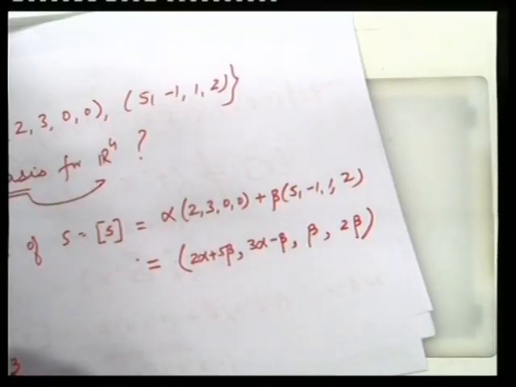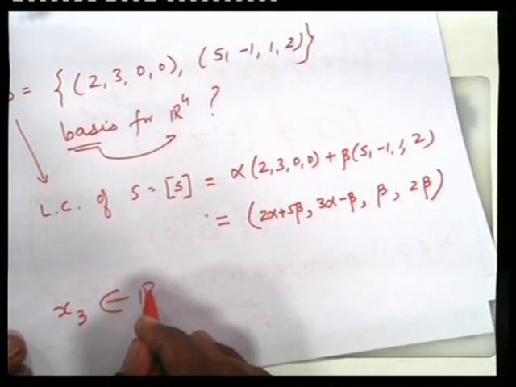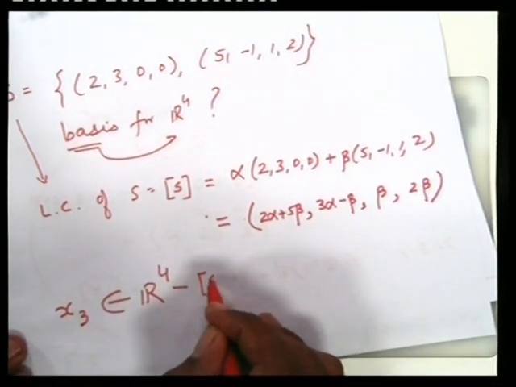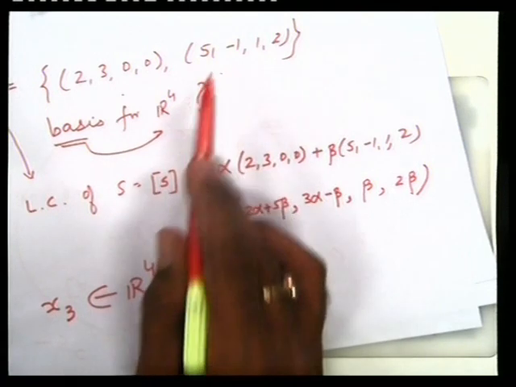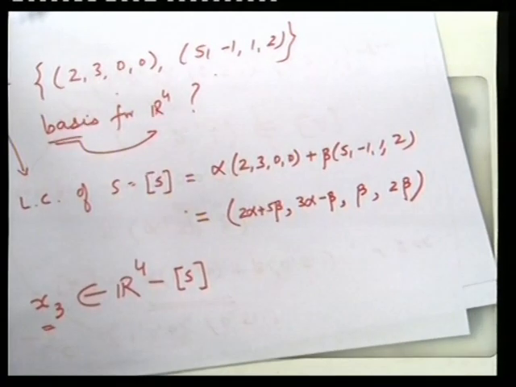So consider a vector x3 such that x3 belongs to R4 but does not belong to the span of S. So we have to find such a vector which is not in the span of S and still is in R4. Then definitely the set of these vectors and x3 will be linearly independent in R4.